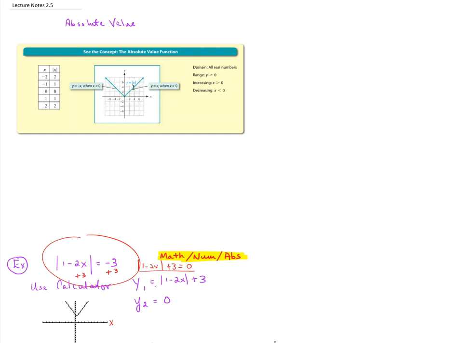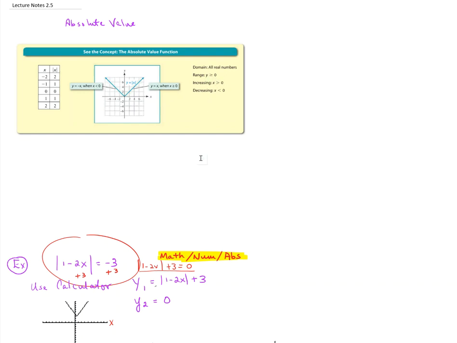So you end up with a V, because if you're at -2, you're up at +2. If you're at +2, you're up at +2. So you get a V-shaped graph. The domain is all real numbers. The range is y is greater than or equal to 0.